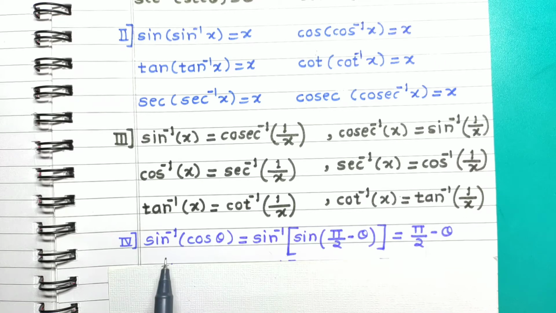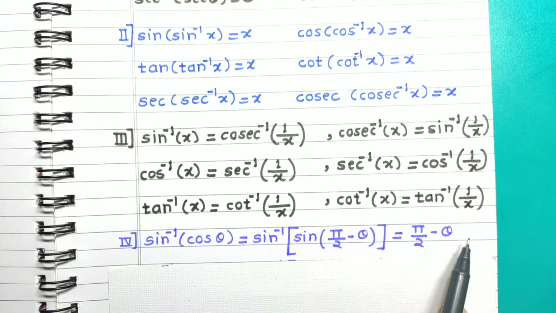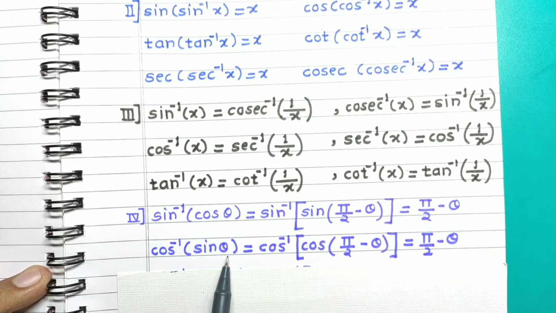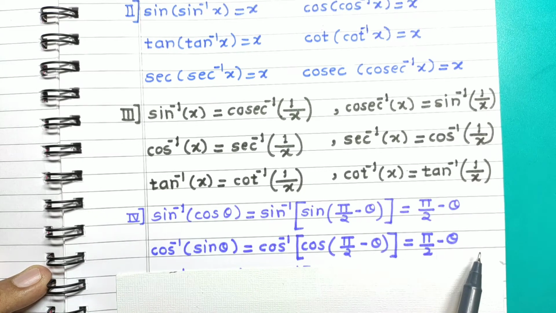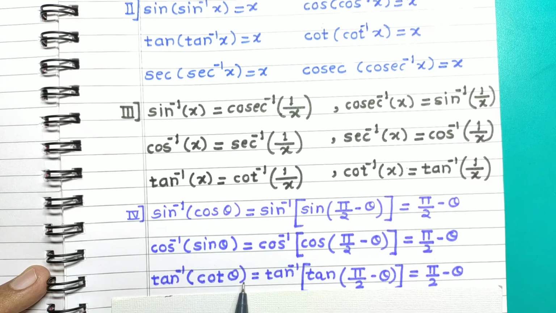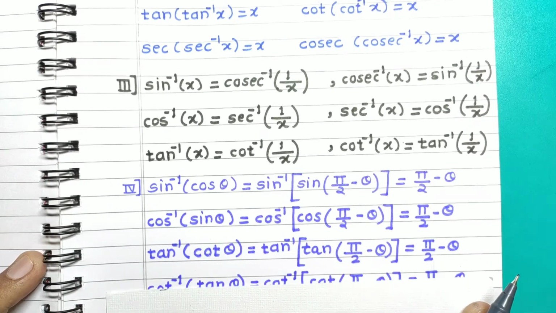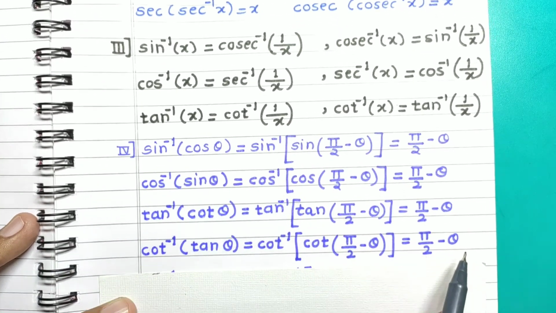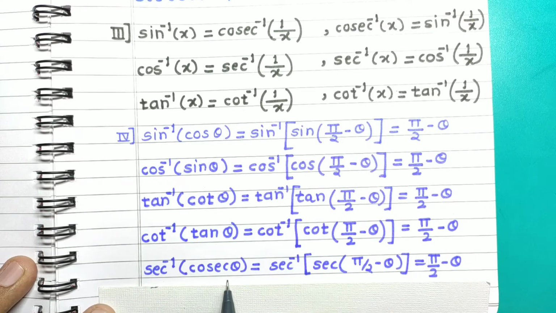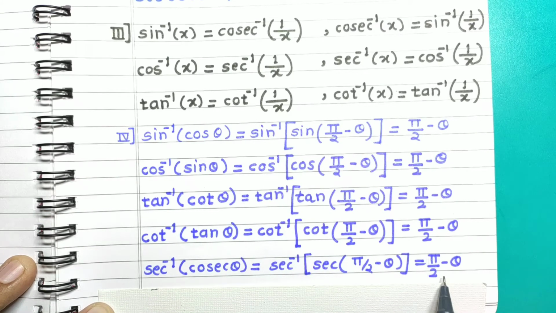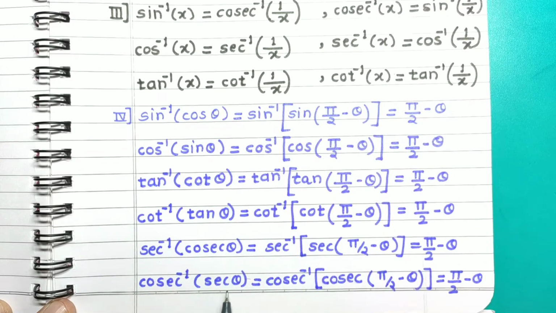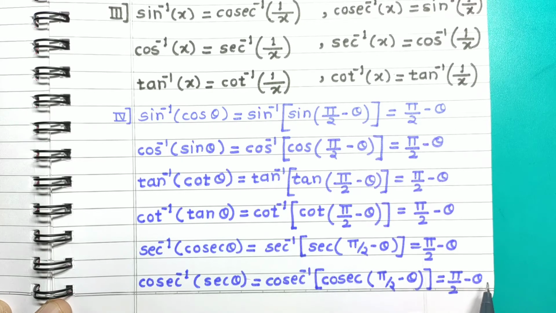Okay. So, note that sine inverse of cos theta is pi by 2 minus theta. And on the similar lines, other results are there. See, cos inverse of sine theta, it is pi by 2 minus theta. Tan inverse of cot theta, it is pi by 2 minus theta. Again, cot inverse of tan theta is pi by 2 minus theta. Then sec inverse of cosec theta, we can write it as pi by 2 minus theta. And finally, cosec inverse of sec theta, it is pi by 2 minus theta.